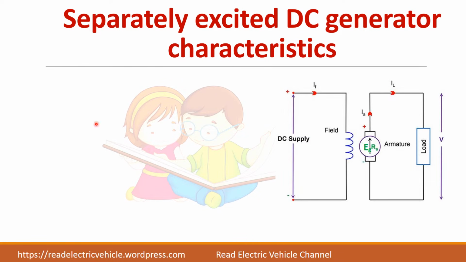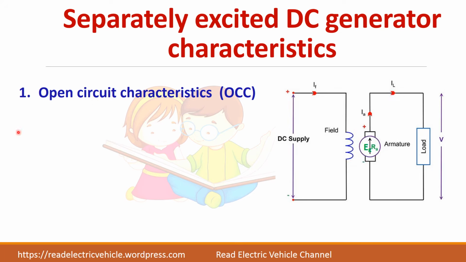Already we have seen that there are different types of DC generators. One of them is separately excited DC generator. So we know in separately excited generator, the field winding is given a separate DC power supply. So this is a DC separately excited generator. So we will see about the open circuit characteristics, which is between the generated EMF versus this field current. Actually, we are varying the field current and we are observing what is the voltage generated.